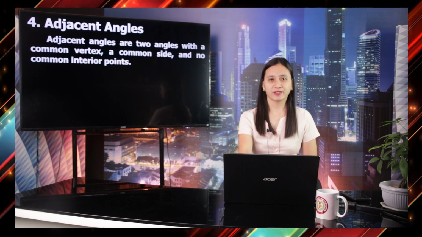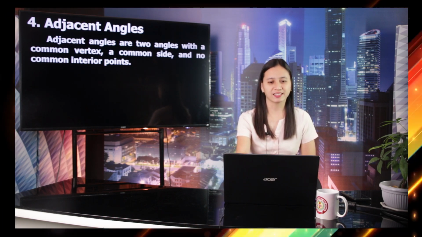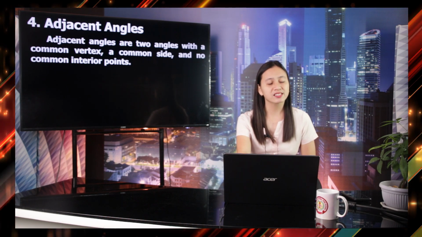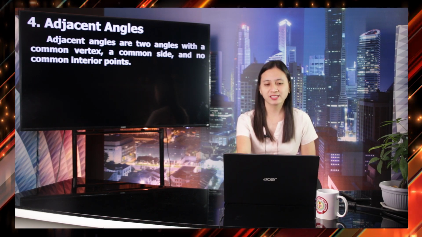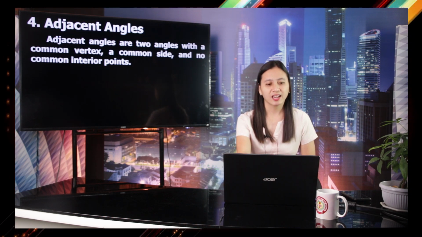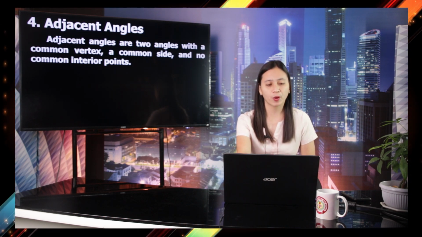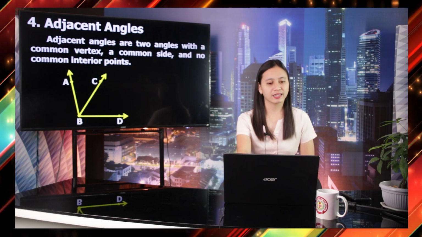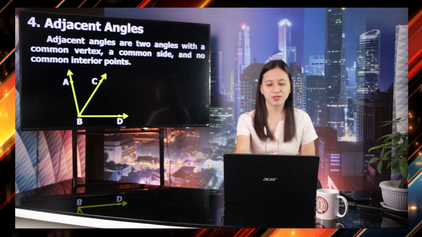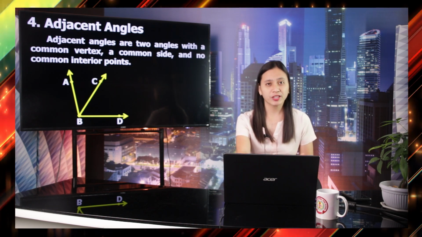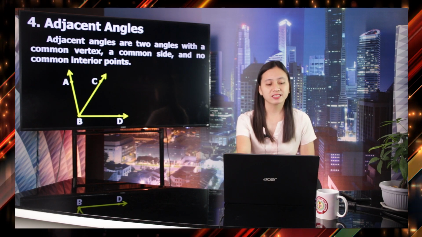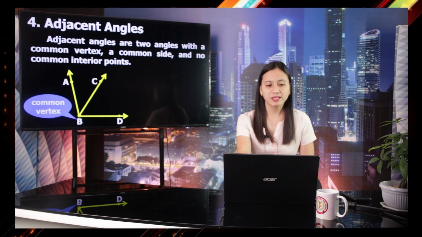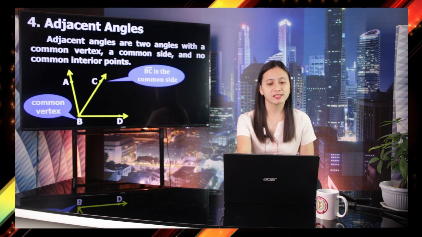Fourth angle pair is adjacent angles. Adjacent angles are two angles with a common vertex, a common side, and no common interior points. For example, we have angle ABC and angle CBD. From the figure, we can say that B is the common vertex and ray BC is the common side.